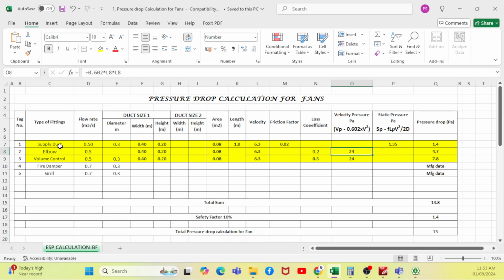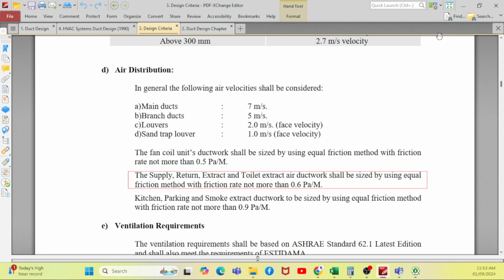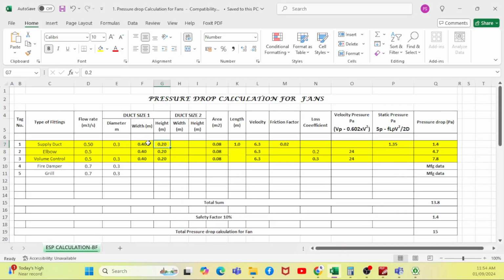If you are calculating one of the ducts, a supply duct, there is a flow rate and you can enter the size, whatever the size is as per your shop drawing. Then you can calculate the width and height based on the friction method. Remember I told you about the friction: what friction you have to design. Based on the friction you can calculate your duct sizing.